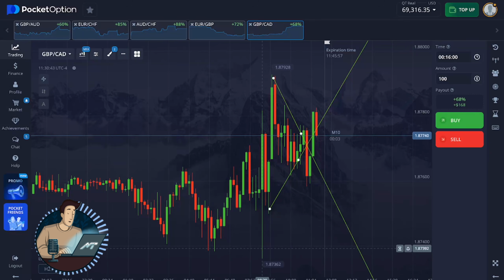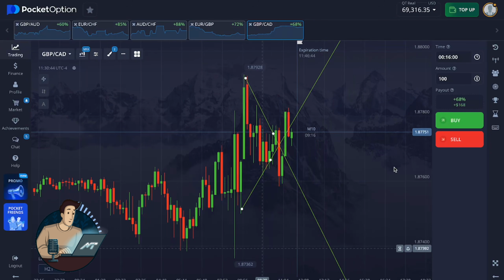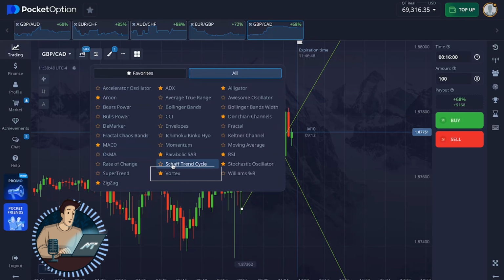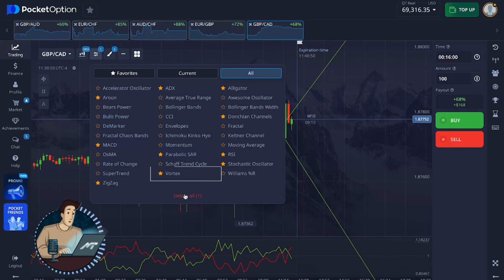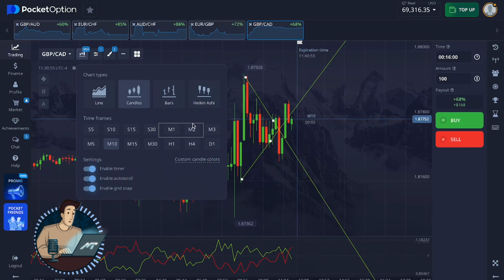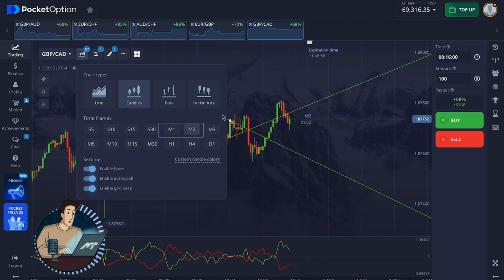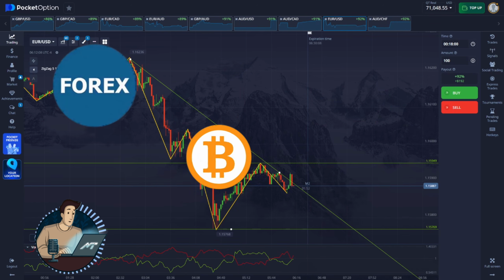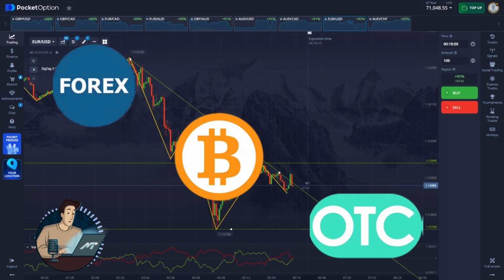Okay, let me break this strategy down in 3 easy steps. But before that, quick note, I'm using the standard Vortex settings. Works perfectly on M1 to M2 charts. If you're on higher time frames, just shorten the period. This thing's universal. Forex, crypto, even OTC, doesn't matter.